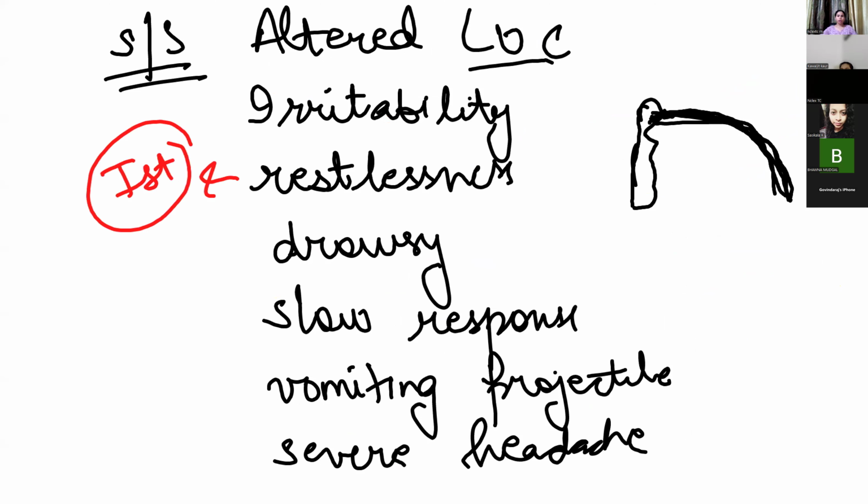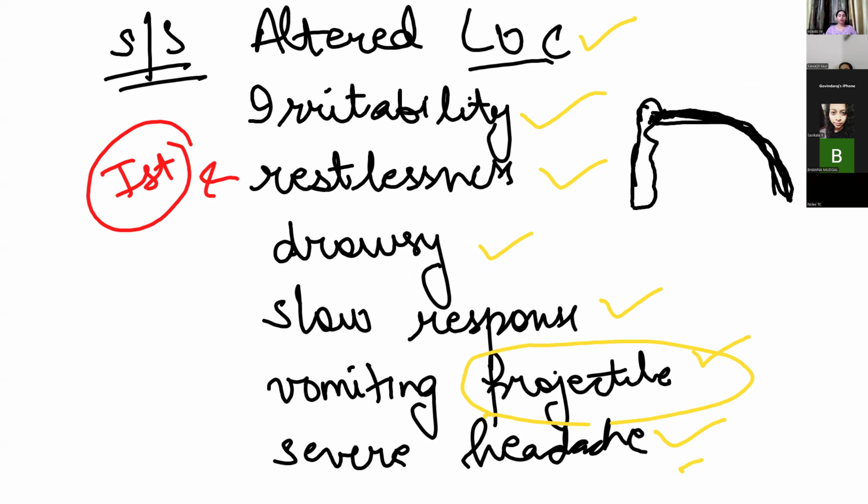What all will be the signs and symptoms? Altered level of consciousness, irritability, restlessness, drowsiness, headache, low responsiveness, projectile vomiting, severe headache. The vomiting is projectile, and the first sign which you will see in an ICP patient will be restlessness. Good.